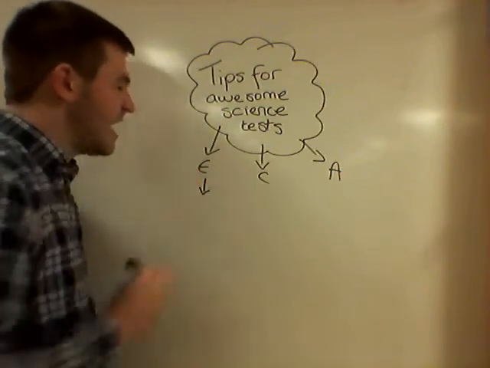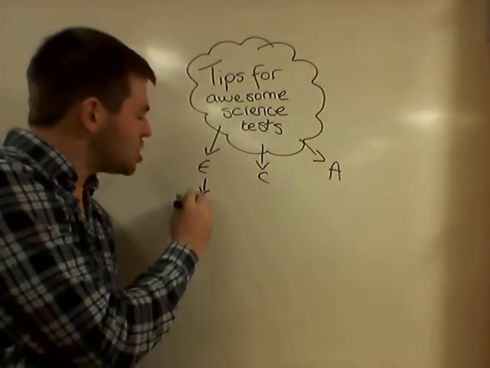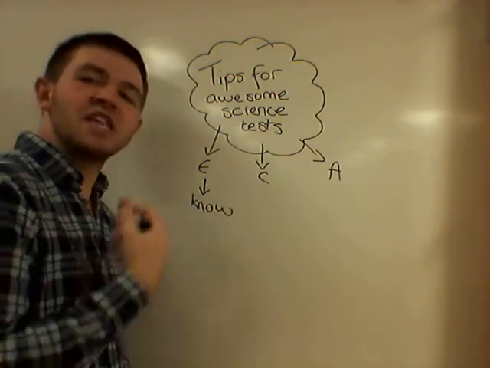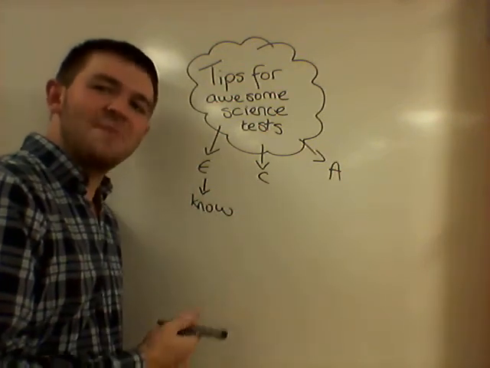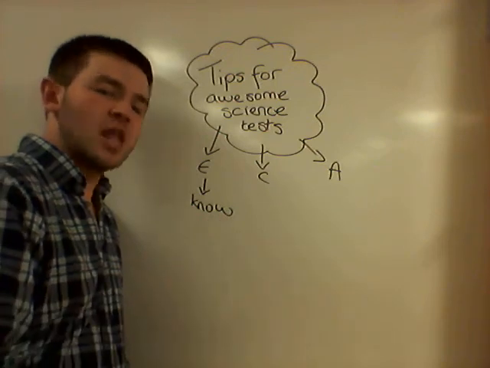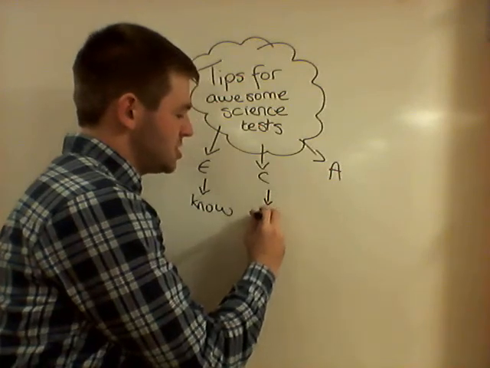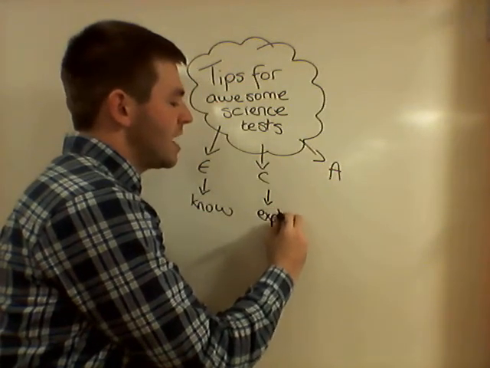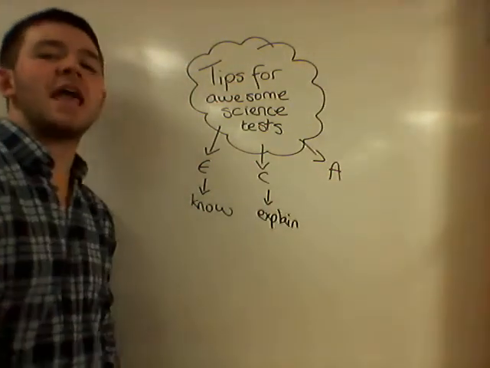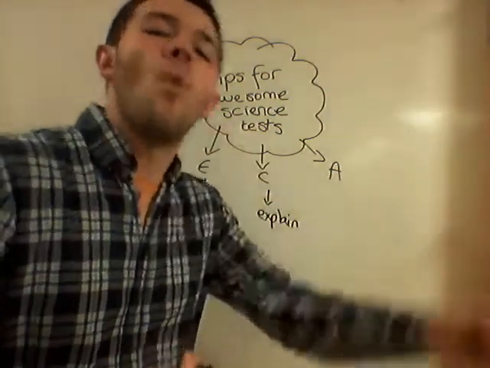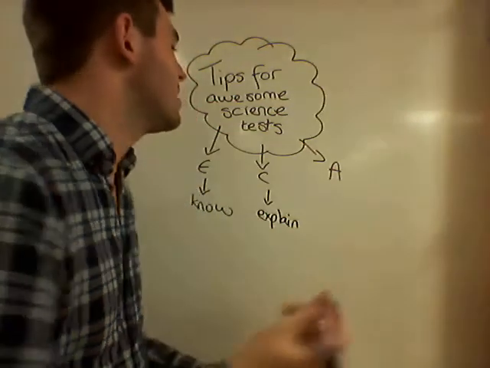If you're an E-level student, it means you know things. It means you can give examples. It means you can maybe describe what it looks like or what happens. If you're the C student, the word I like to use is explain. Can you say what has happened and why it has happened?